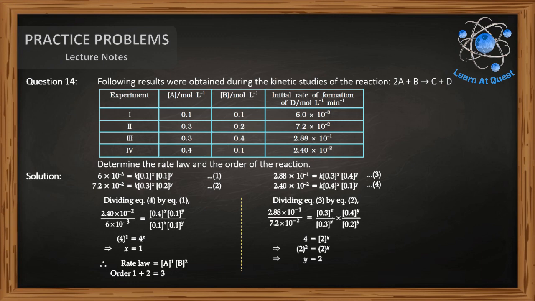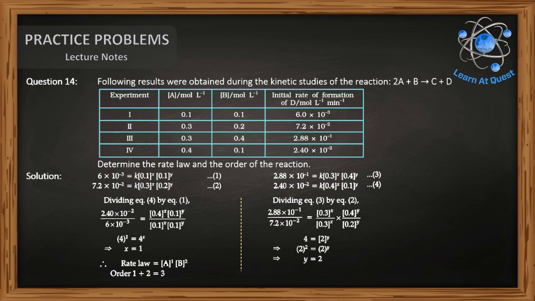To find Y, we'll divide equation 3 by equation 2. When we do so, we get on the left hand side 2.88 multiplied by 10 raised to minus 1 divided by 7.2 multiplied by 10 raised to minus 2, which equals 0.3 raised to X multiplied by 0.4 raised to Y divided by 0.3 raised to X multiplied by 0.2 raised to Y.